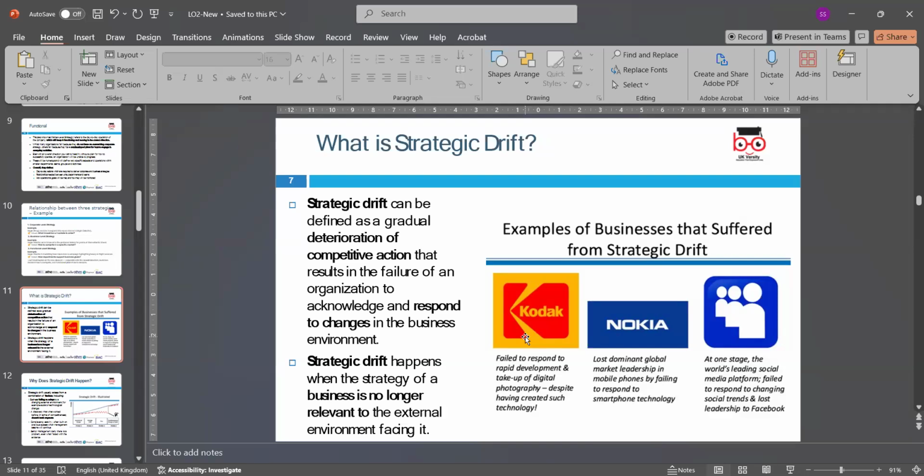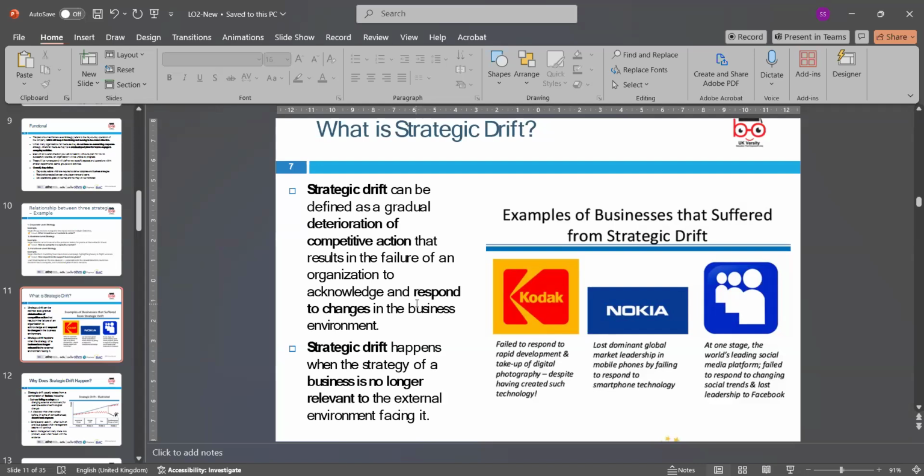Problems start coming from your strategy and from your competitive advantage. You start losing your competitive advantage slowly and subtly, and sometimes you can't even realize it. The reason is you are maybe not doing external environment analysis and you are not responding to the changes in the external environment. So what happens is your strategy is no longer relevant for your external environment.